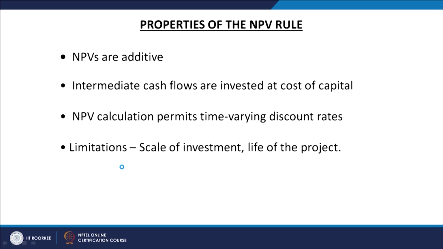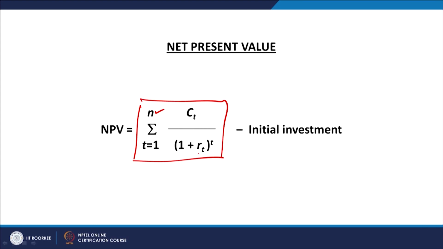Then, the NPV calculations permit time varying discount rates. Now, it may be possible that because of the changes taking place over time, the discount rates are not going to remain the same. When we are talking about the discount rate here, in this model we are writing 1 plus R T, right.